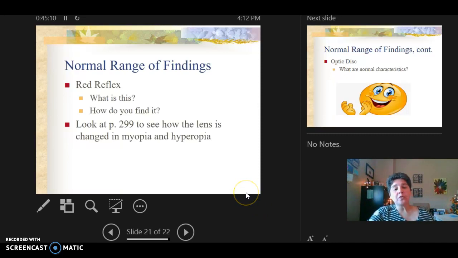We talked about myopia and hyperopia. If you look at page 299 in your book, it shows you pictures of how the lens is actually changed with each of these, and you'll see where it's elongated with the myopia, and it's shortened with the hyperopia. So read through that page again.